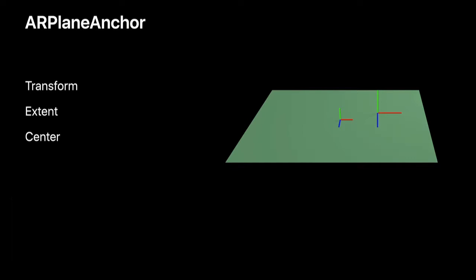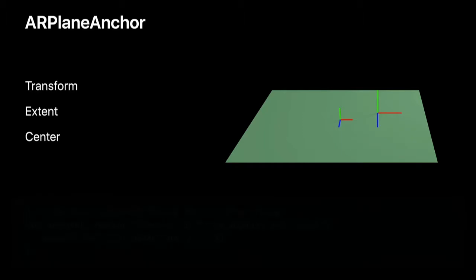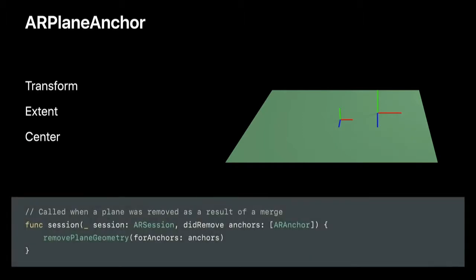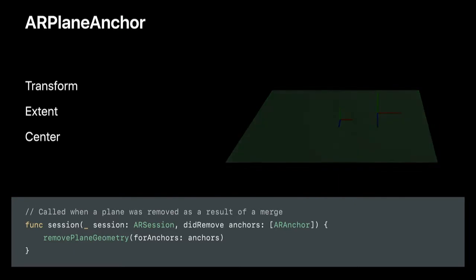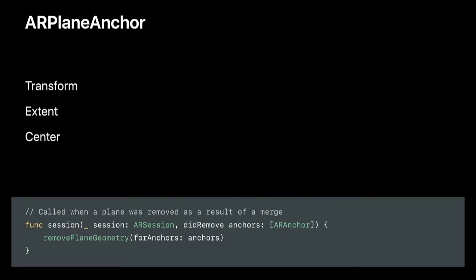Whenever an anchor is being removed from the session, you will receive a delegate call session did remove anchor. This can happen if ARKit merges planes together and removes one of them as a result. In that case, you will receive a delegate call session did remove anchor, and you can update your visualization accordingly.